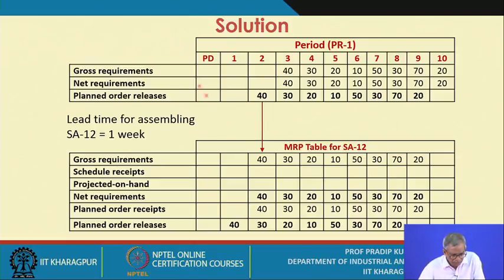So, now what you try to do is, the gross requirements are known, net requirements we have already calculated, and the planned order release is already known 1 week before, as the lead time is just 1 week. Now, suppose the gross requirements is 40. So, lead time for assembling SA12 is 1 week.